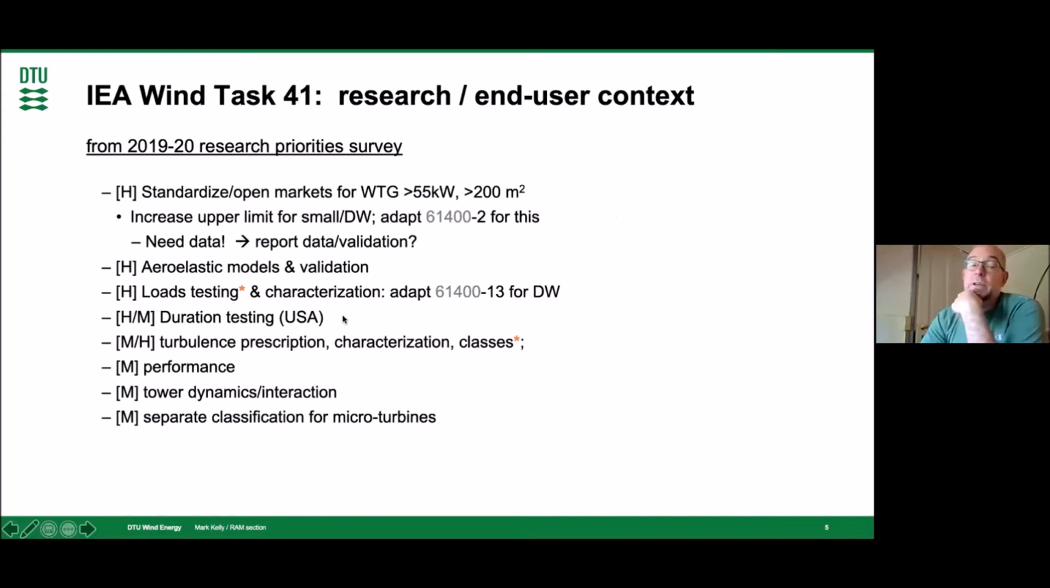Other things that came up, especially in the US, were duration testing instead of loads testing. It's too expensive, too long, too hard. And then also turbulence: how do we deal with turbulence and characterize it? Next, power curves. How do turbines really perform? Because the power curves often don't look the way the manufacturer tells you, because of how one might mount the turbine and where it is. And then tower dynamics interaction was listed, and also micro turbines, so turbines below say 2 or 3 kilometers, where things change, needs to be addressed.